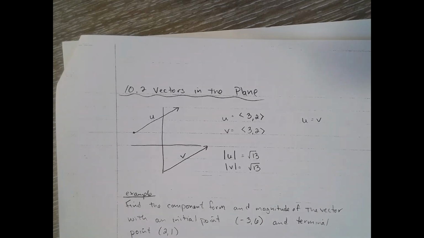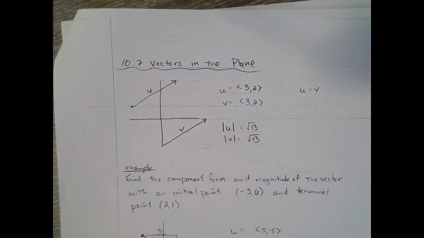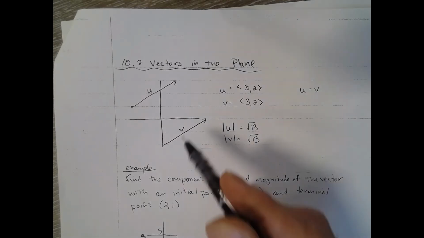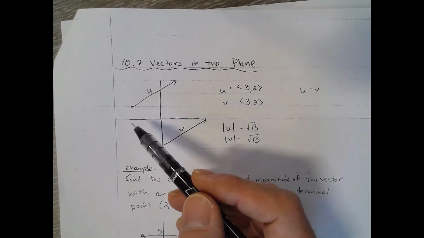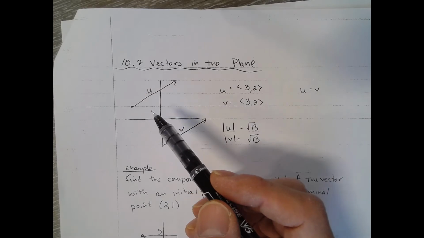Okay, good thing I started recording. 10.2, vectors in a plane. There is a little bit of calculus in this section, not a whole lot. Most of it is physics and pre-calc stuff. A vector represents a force or an acceleration or momentum. It's a graphical representation of something that has a magnitude and a direction.